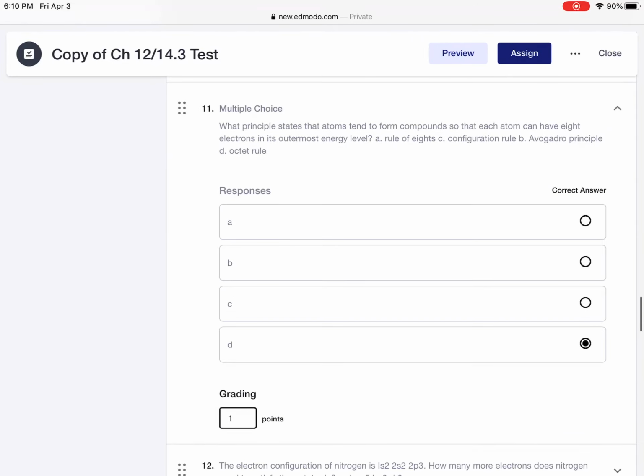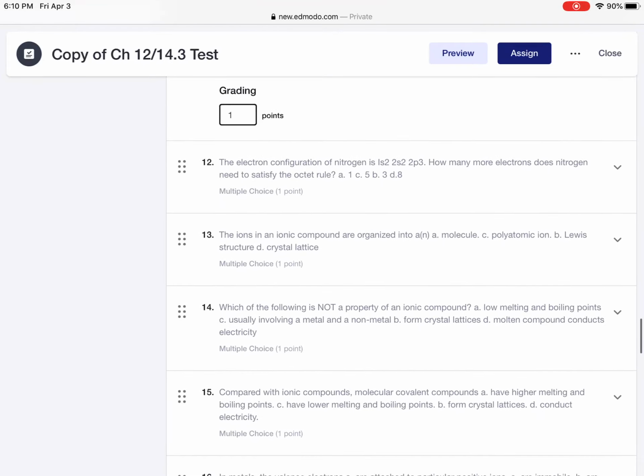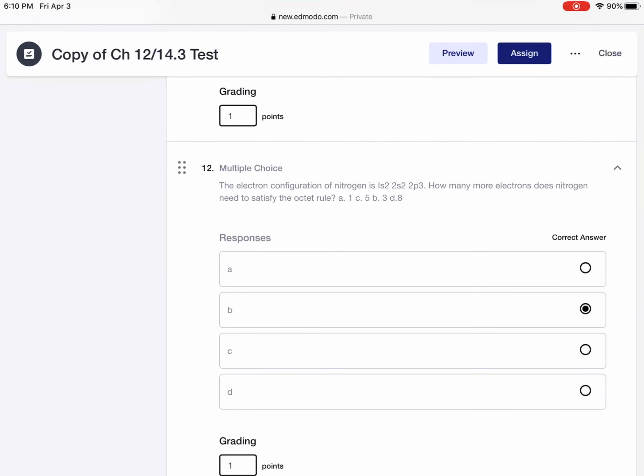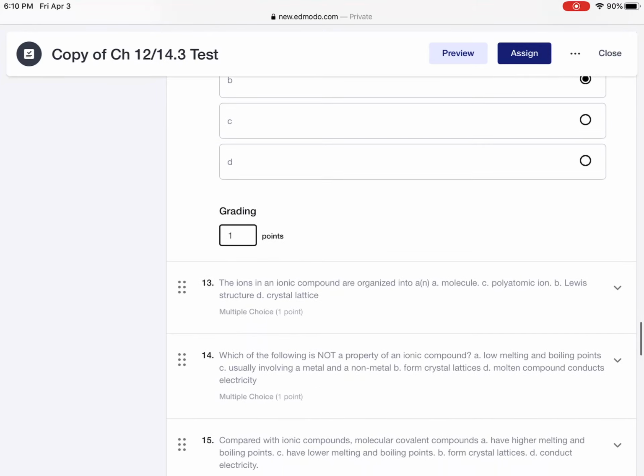Number 11. What principle states that atoms tend to form compounds so that they have 8 electrons? Well, that would be the octet rule. The electron configuration for nitrogen is 1s2, 2s2, 2p3. How many more electrons does it need? Well, we need 3 more to complete the p shell.